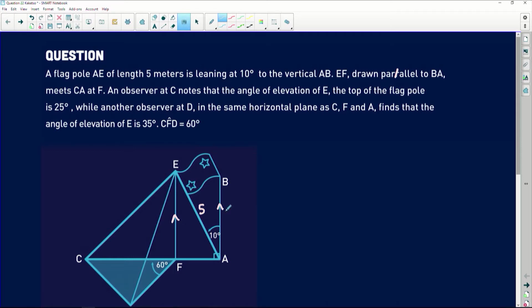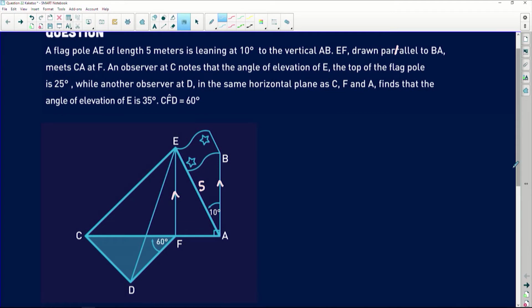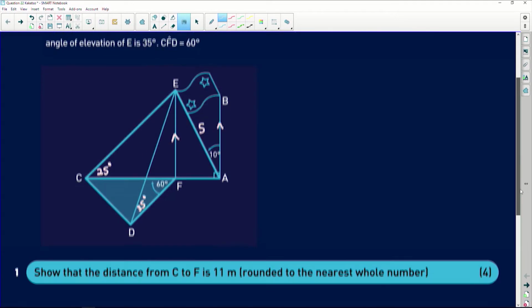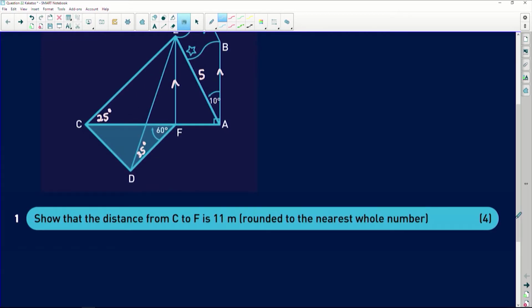An observer at C notes that the angle of elevation of E, which is the top of the flagpole, is 25 degrees. Alrighty, so that's this angle of elevation here. While another observer at D, in the same horizontal plane as C, F, and A, finds that the angle of elevation of E is 35 degrees. Okay, so that's that angle over there. It's also given to us that angle CFD is 60 degrees, which is already on our diagram. Okay, so the first thing we have to do is show that the distance from C to F is 11 meters rounded to the nearest whole number. Okay, so that's this distance over here.